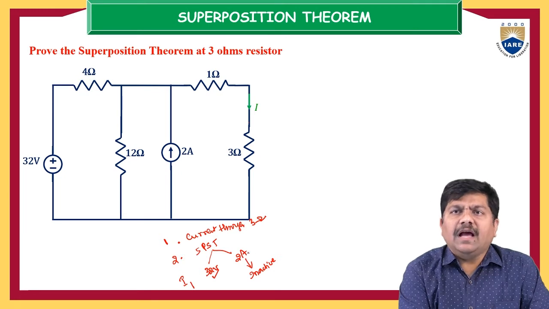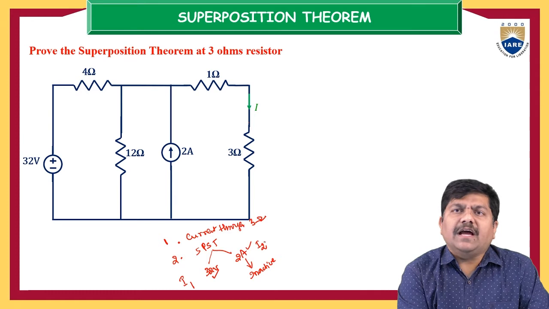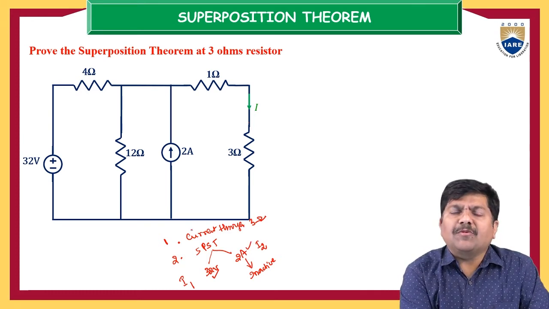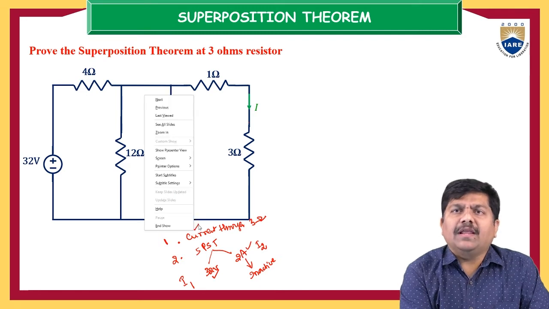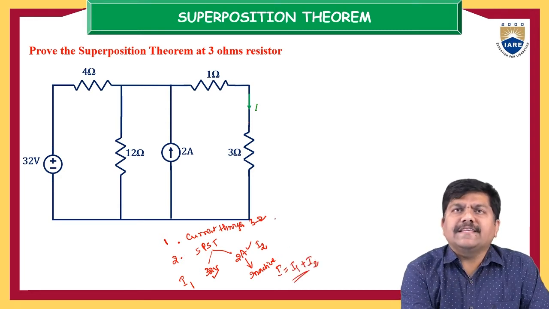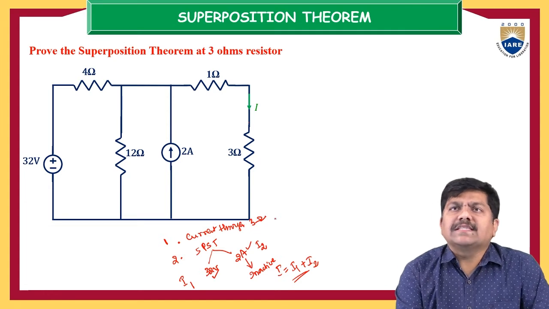Similarly, in the second case, I make the 2 amps current source active and the 32 volts voltage source inactive. Then again I calculate the current through the 3 ohm resistor, and that current is designated as I2. And verification means this: the current we calculated using fundamental laws, that is I, must be equal to I1 plus I2. If that happens, then we can say that the superposition theorem is successfully verified at the 3 ohm resistor.